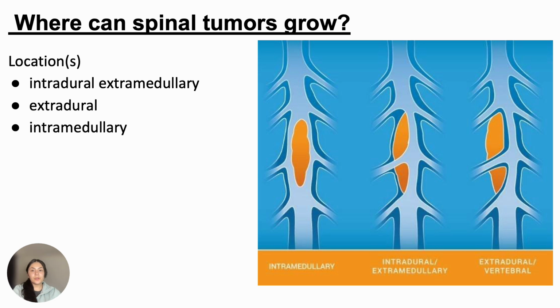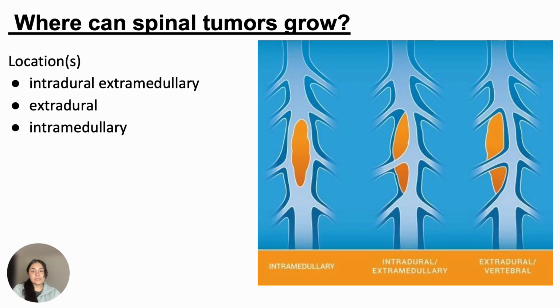What is a spinal tumor and where can they grow? A spinal tumor is an abnormal growth of cells within or surrounding your spinal cord or spinal column. Cancerous growths may occur in three different areas of the spine. The first is known as intradural extramedullary, which are tumors that are located inside the dura sac but outside the spinal cord.